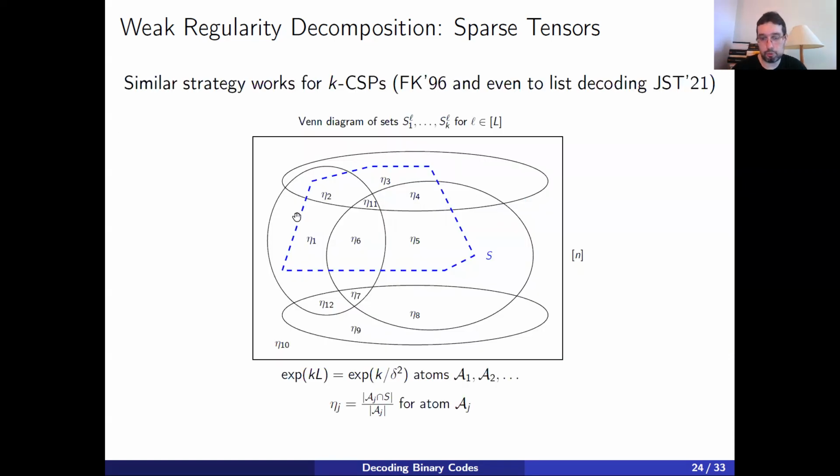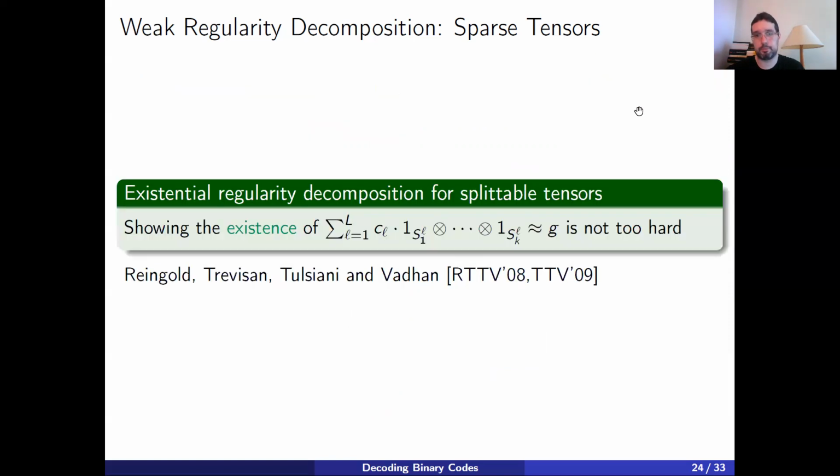And to solve a k-CSP, which is our case, a similar strategy as before would work. So what you do, you take all the sets and you form this Venn diagram. Now, instead of having two sets per summand in the decomposition, you have k. You may have extra sets, but the strategy is the same. And Frieze-Kannan already observed that it works for k-CSPs. And here we observe that even for list decoding, this is helpful.